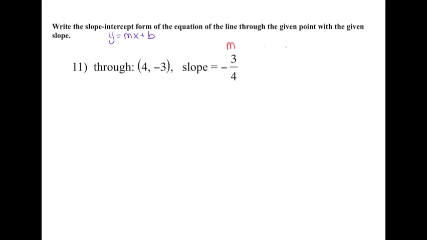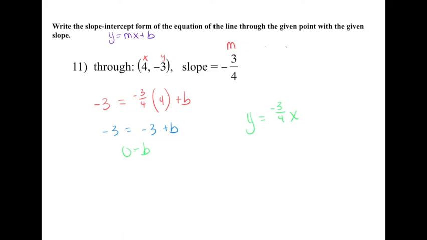To find that, you can use your y and your x and plug everything in. So -3 equals m, -3/4 x, that's 4, plus b. -3/4 times 4 is -3. When you add that 3 to both sides, you'll see that b equals 0. So your slope-intercept form for this one is just going to be y equals -3/4 x plus 0. And of course, you don't have to write plus 0 because anything plus 0 is just itself.